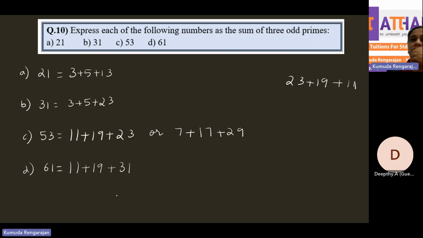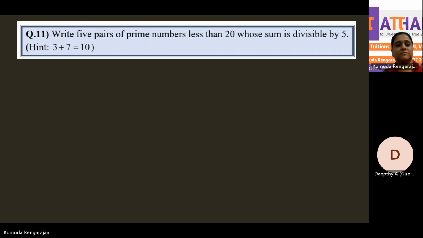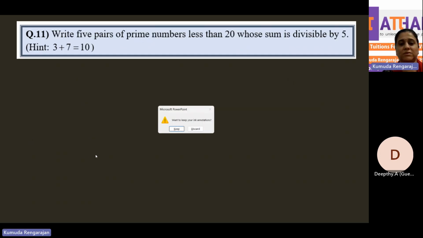Any other answer here? Just like this, 23 minus 1, that answer. Finished? All of you? No, we are not doing this now. 1 minute.